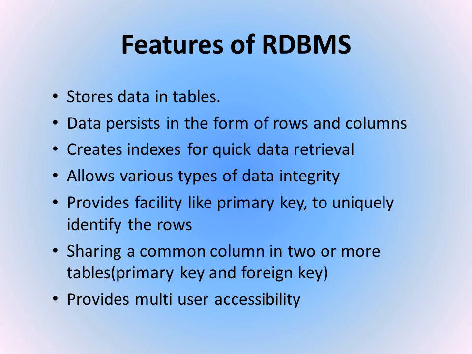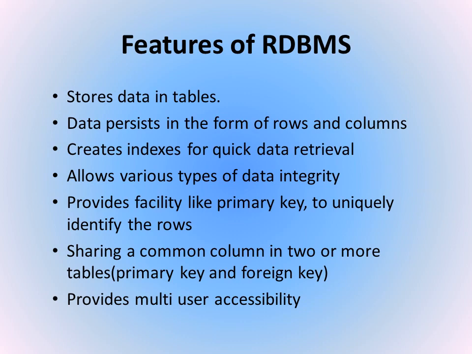In the same way, the tables in RDBMS have indexes created on the primary key, so that the data can be quickly and easily retrieved. Next, it allows various types of data integrity. So what is data integrity? Data integrity refers to the accuracy and consistency of data. Data integrity can be achieved through entity integrity, referential integrity, and domain integrity. This we had already seen in DBMS.